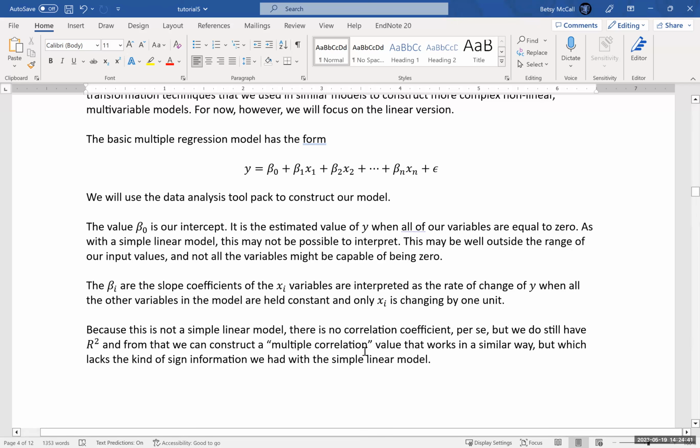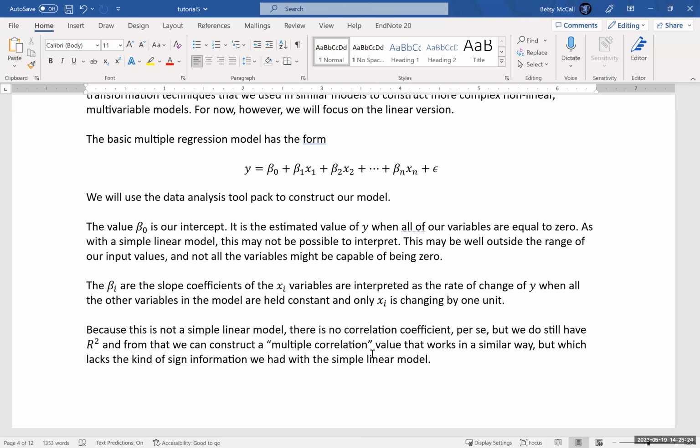Now, as we saw with the polynomial model, because this is not a simple linear model, there is no linear correlation coefficient. In order to create an equivalent one, essentially, the multiple correlation value is the square root of the R squared value. The R squared value, as you may recall, is basically an explanation of how much of the variability we've accounted for. Because in the simple linear case, that is the square of the correlation, they've back constructed this multiple correlation. But they only give positive values for this.